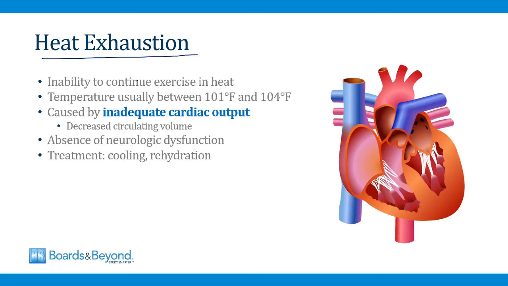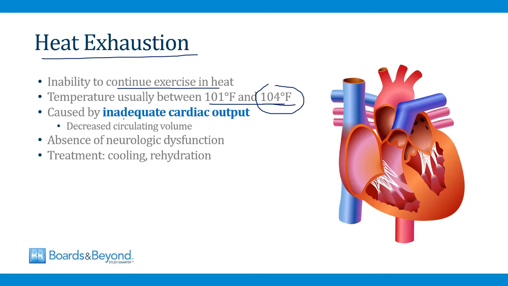Heat exhaustion refers to the inability to continue to exercise in the heat. This is something that can occur in athletes who are exercising on a hot day. In heat exhaustion, the temperature is usually elevated, but importantly, it's usually not above 104 degrees. It's usually in the range of 101 to 104. When your temperature gets above 104, that's what can lead to heat injury and heat stroke, which we'll talk about in just a minute.